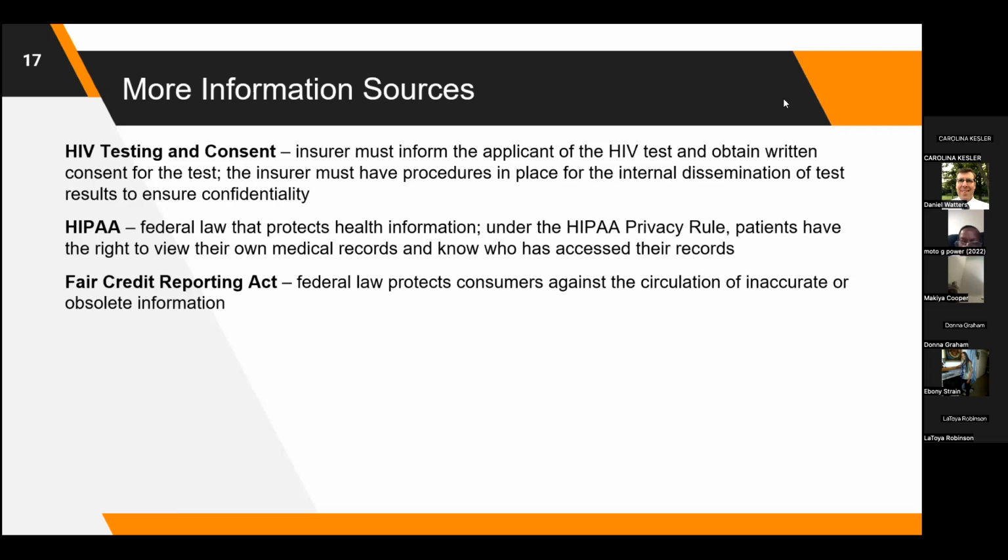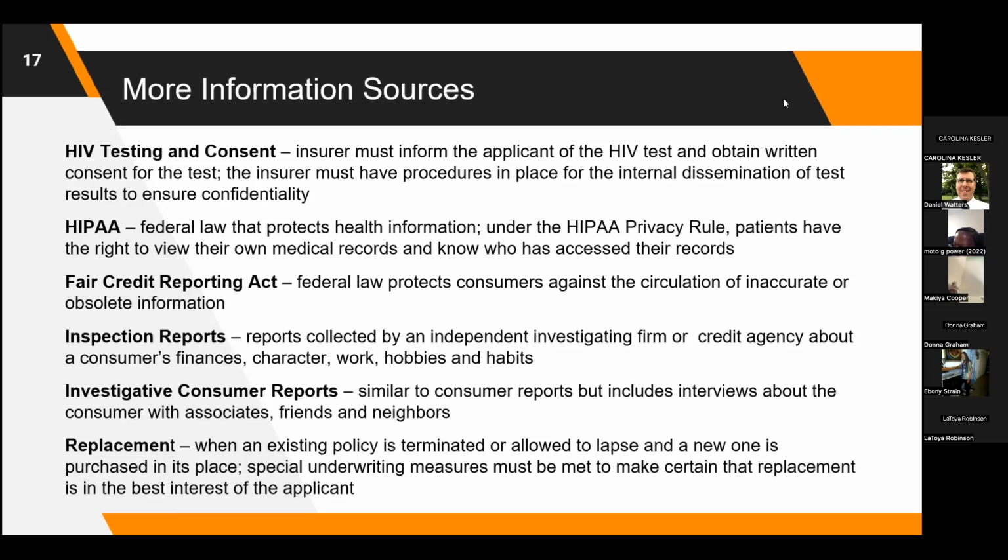HIPAA is federal law that protects health information. Under the HIPAA privacy rule, patients have the right to view their own medical records and know who has accessed their records. The Fair Credit Reporting Act, federal law, protects consumers against the circulation of inaccurate or obsolete information. So what does the Fair Credit Reporting Act do? It protects consumers, right?